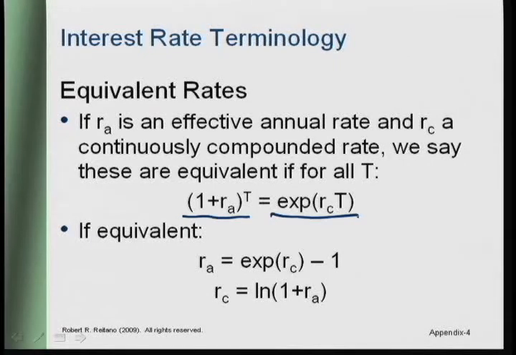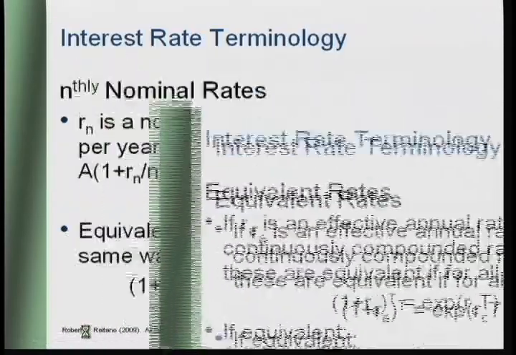Again, t is always in years, but it basically says that if two interest rates are equivalent over any period of time, they must be equivalent over every period of time. And we see just by doing a little bit of algebra that the annual and continuous rates are equivalent if they satisfy these familiar looking formulas.